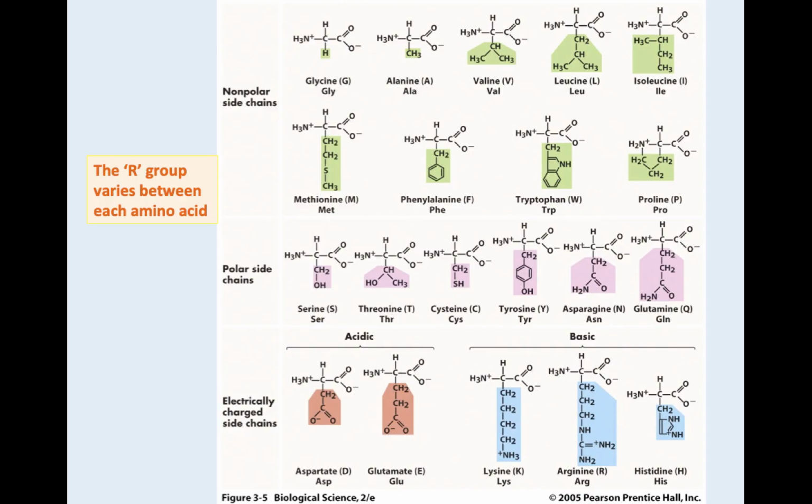So these are these little groups here. So these are non-polar side chains. These polar side chains are going to be able to bond to each other. And these are positive and negative, and they're going to attract each other as well.